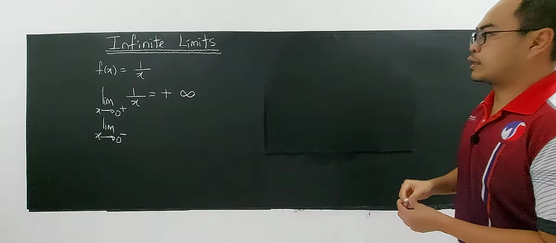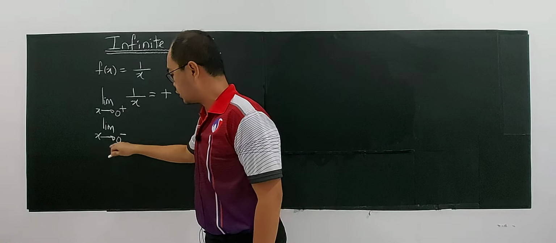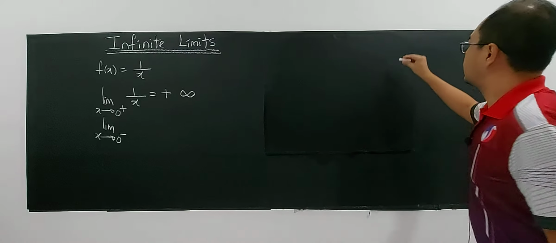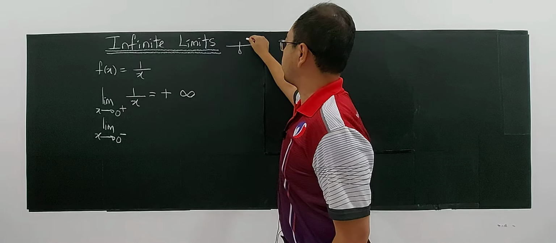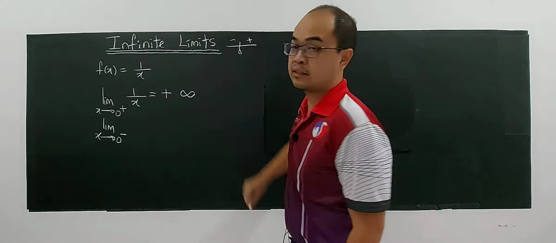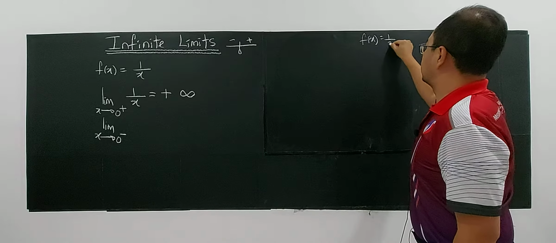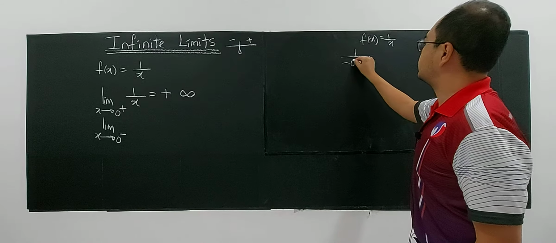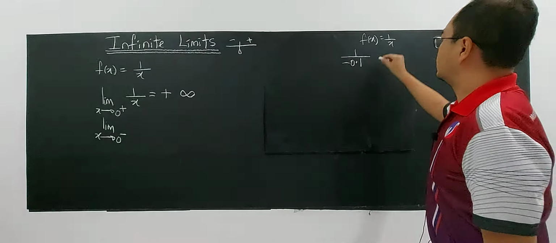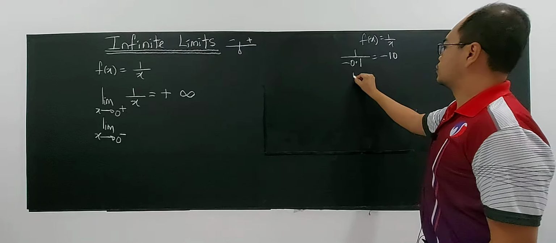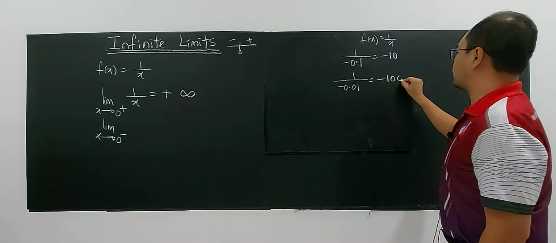Now you can see 0 minus, approaching 0 from the left. To the right of 0 is a positive number. To the left of 0 is a negative number. So what happens when f(x) equals 1 over x and you divide by negative 0.1, to the left of 0? You get negative 10. 1 over negative 0.01, you get negative 100.